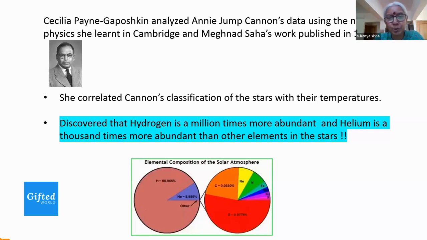That's a whole new story altogether. But look at the composition. In this pie chart, essentially the other elements you cannot even see. They're so tiny, like 2%. And the bulk of the star is composed of hydrogen and helium. Most of it is hydrogen.